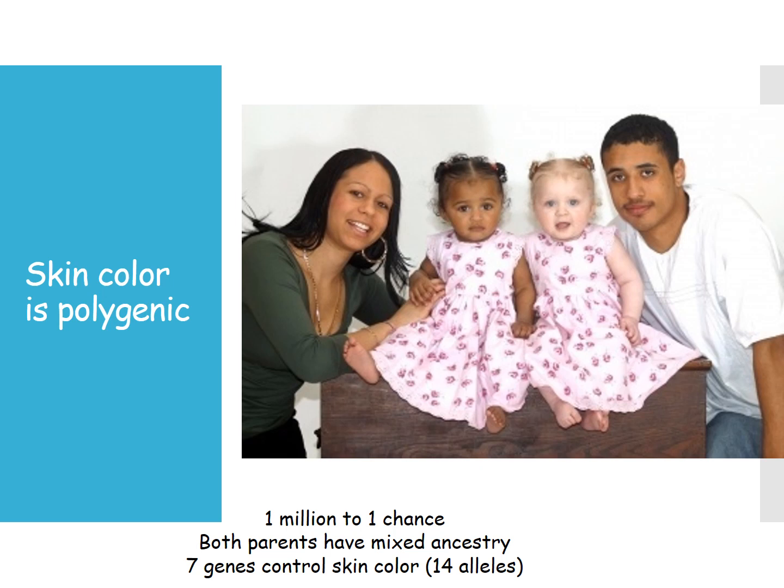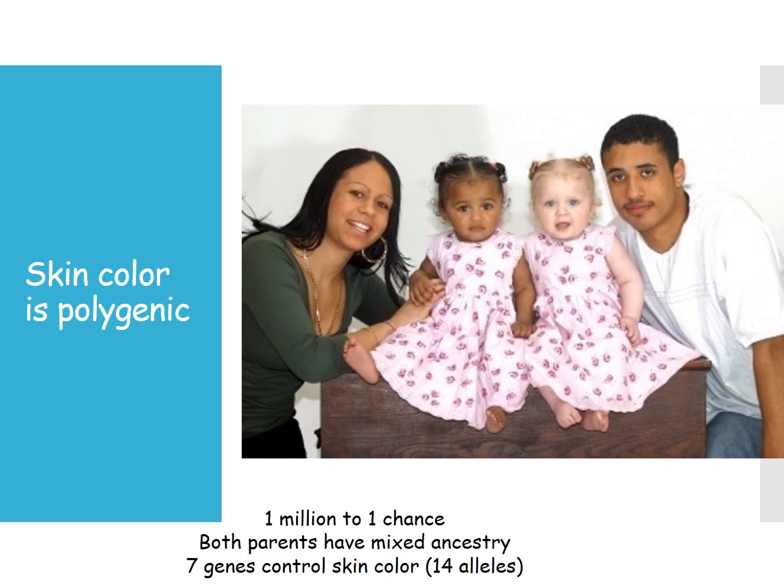Skin color is polygenic. The more dominant alleles that are inherited, the darker an individual's skin tone. Here we have a slide where we have parents that are of mixed ethnicity. There are about 7 genes that control skin color, or 40 genes which can be added together. This gives you a wide range of skin color from very pale to very dark.